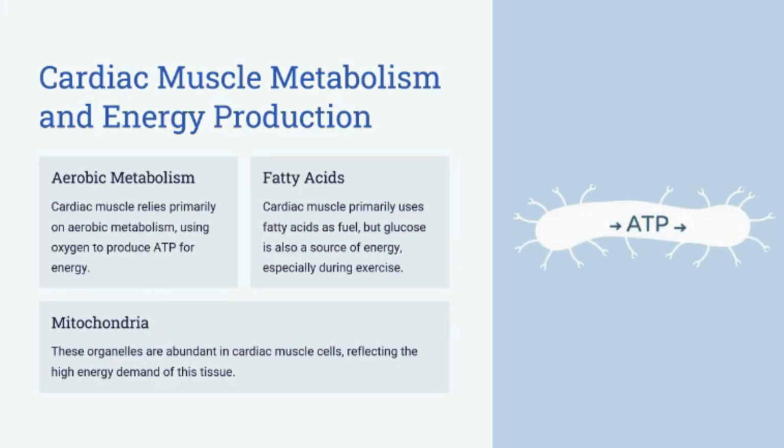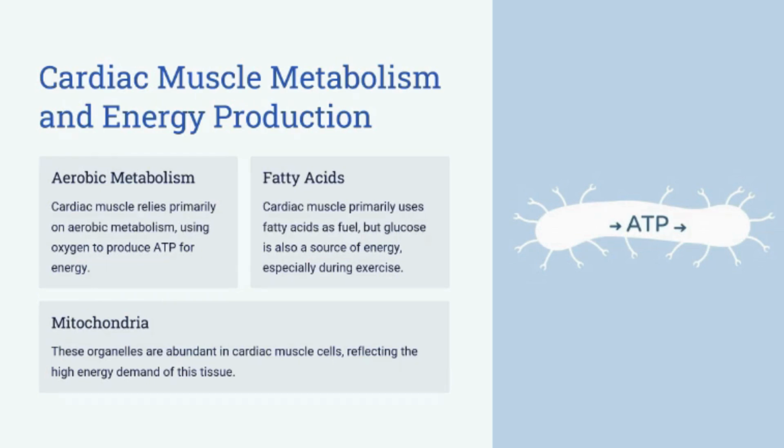Cardiac muscle metabolism and energy production. Cardiac muscle requires a constant energy supply to support continuous contraction. It primarily relies on aerobic metabolism and contains abundant mitochondria for efficient ATP production, which I already mentioned at the start of this video. The heart generates ATP from multiple substrates, with fatty acids, 60 to 70%, being the main source during rest. It also uses glucose, lactate and ketone bodies depending on the situation.